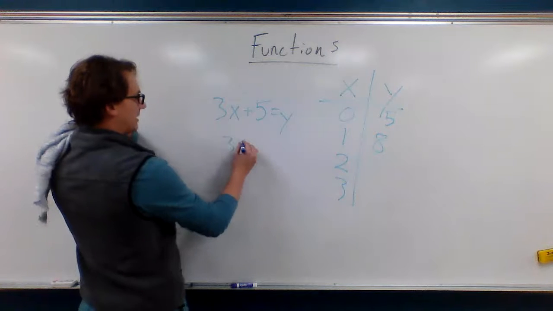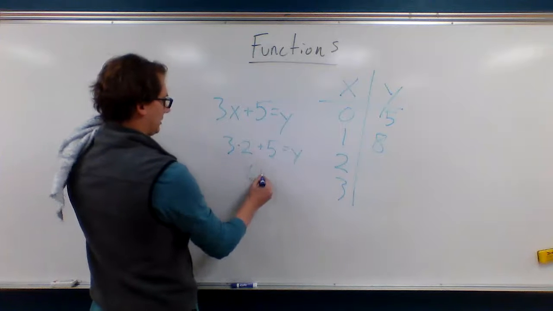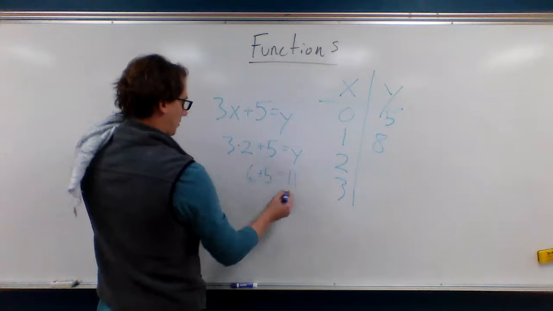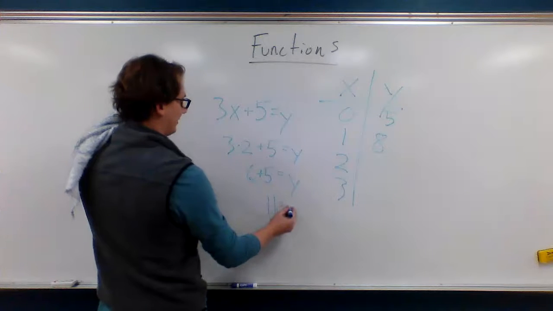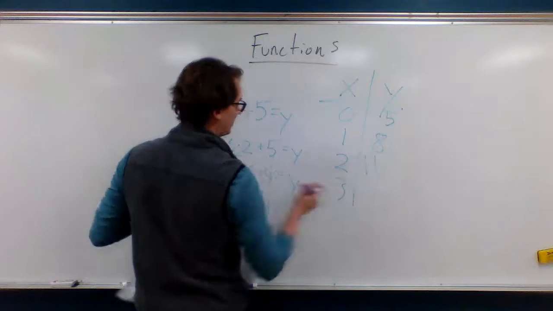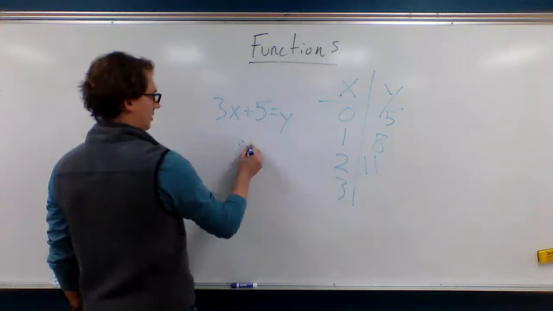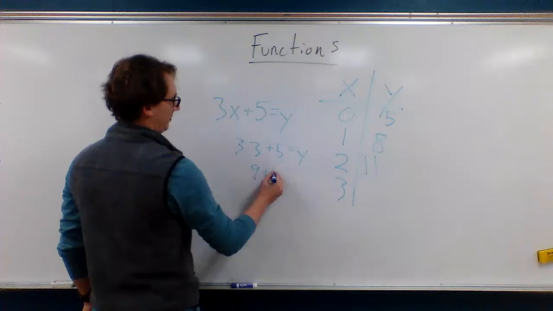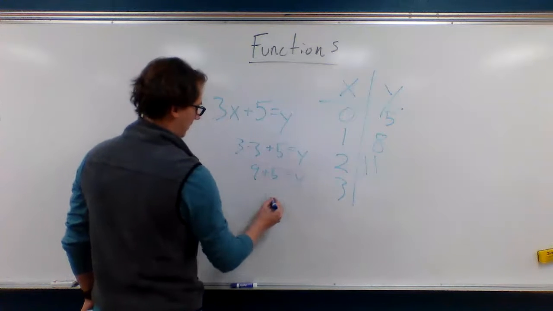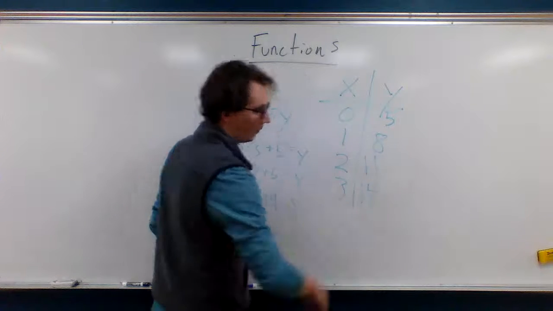And then 3 times 2 plus 5. 3 times 2 is 6, whoops, jumping the gun there. 6 plus 5 is 11 equals y. Sorry about that. 3 times 3 plus 5, 9 plus 5, and 14 equals y.